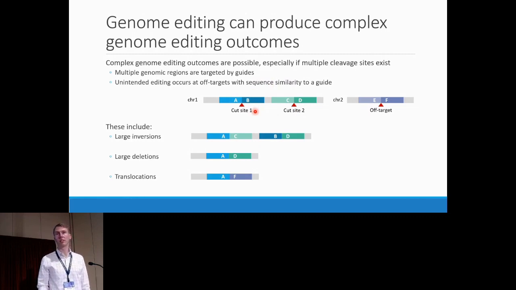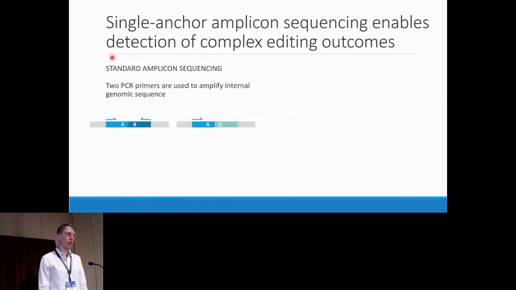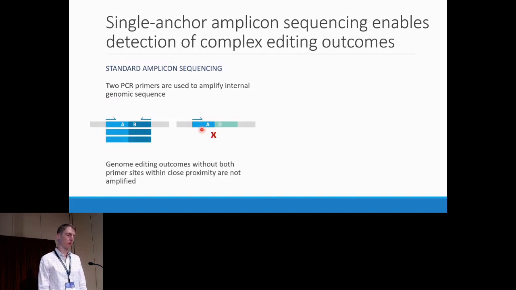However, these complex outcomes cannot be read out and are often overlooked by traditional genome sequencing methods. So standard amplicon sequencing relies on two primers, which are used to amplify the internal genomic sequence. So for example, in this linear location where sequence A is next to sequence B, the primers are denoted by these half arrows here. And this linear region can be amplified successfully. However, if a translocation or some kind of other chromosomal rearrangement event happens, this region will not be amplified and cannot be read. So if you're trying to analyze what the genome editing outcomes are, you would not be able to observe this editing outcome.